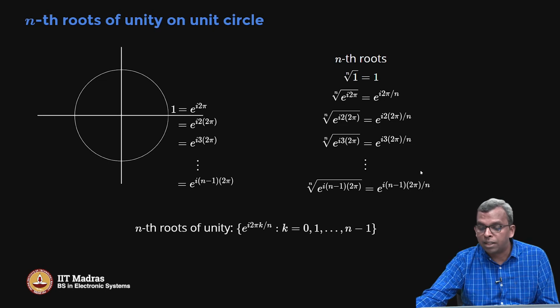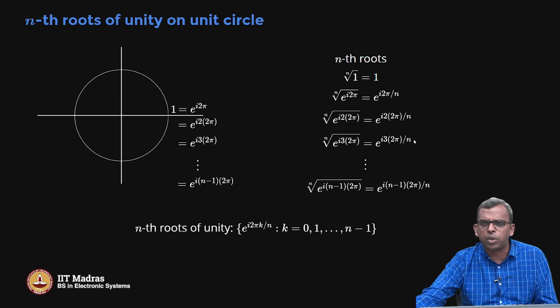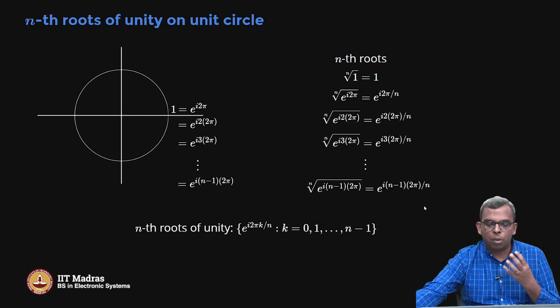Like that, e power i into n minus 2 into 2 pi by n will be conjugate with this guy. So, all these properties you can quickly prove. So, the conjugate pairs will come. I will illustrate this later on with an example also. I hope you see this wonderful and simple method of doing complex nth roots of unity.